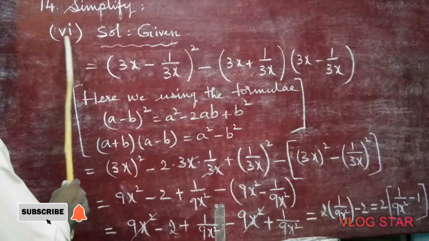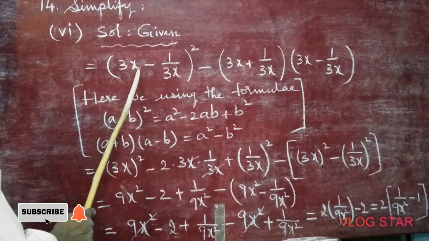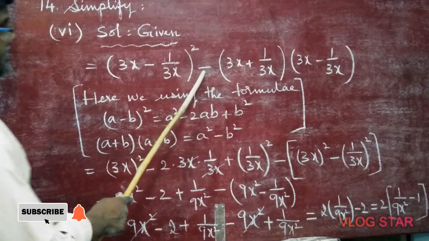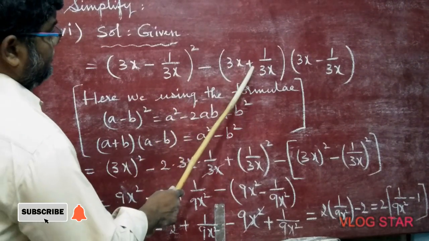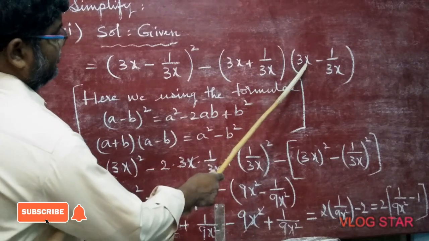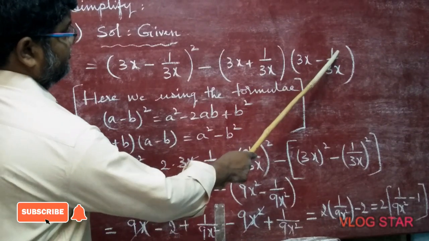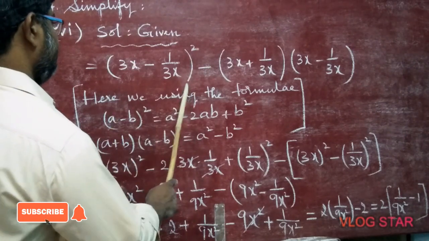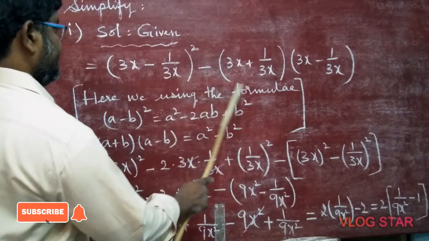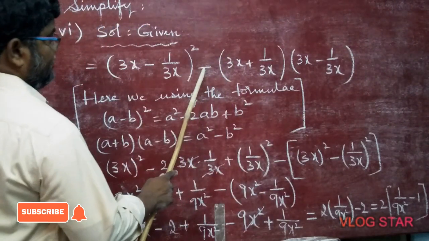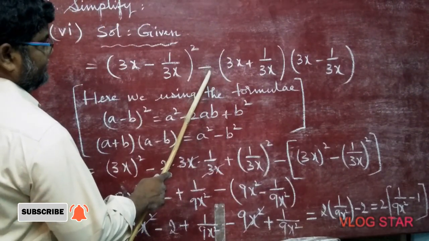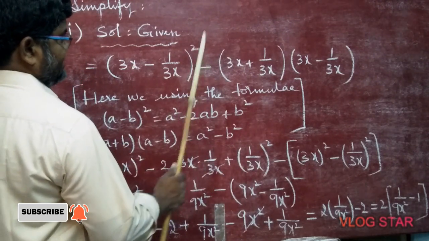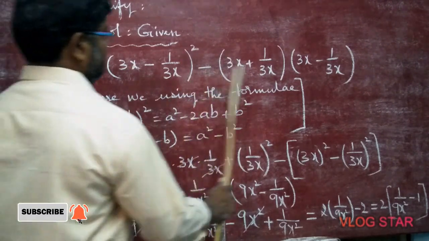Fourteenth problem, 6th bit. (3x − 1/3x)² − (3x + 1/3x)(3x − 1/3x). Here two terms are there. This is the first term. This is the second term. Either plus or minus can separate the terms, not multiplication or division. If it is plus or minus, then we can count them as terms. First term, second term.